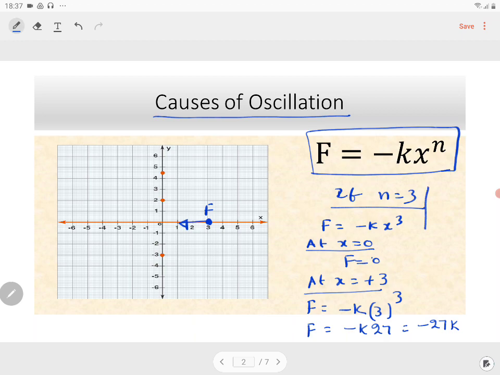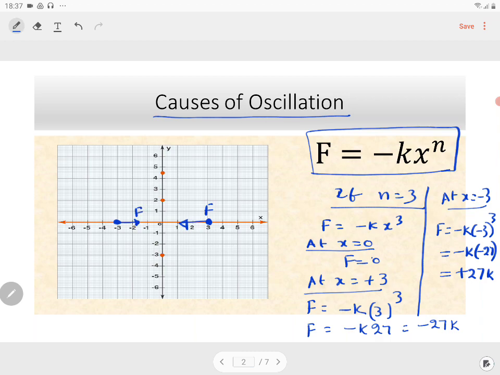If I place the same particle at x = -3, what is the force acting on it? The force will be equal to -k times (-3) cubed. Now (-3) cubed is -27, so the force will be +27k. That means the force acting on the particle on the negative x-axis will be towards the positive x-axis. Now it will be directed towards the right.